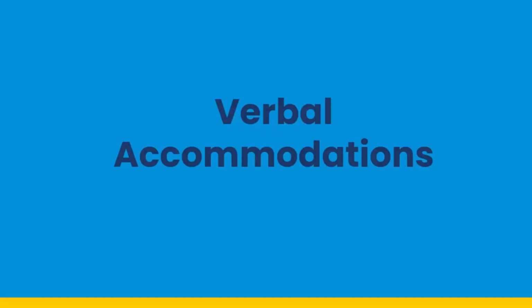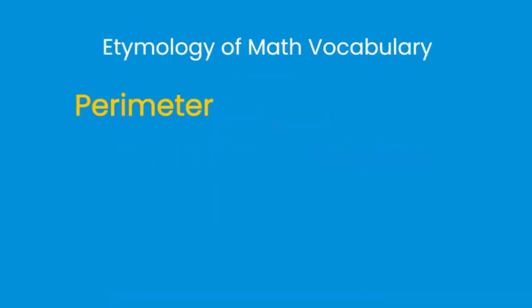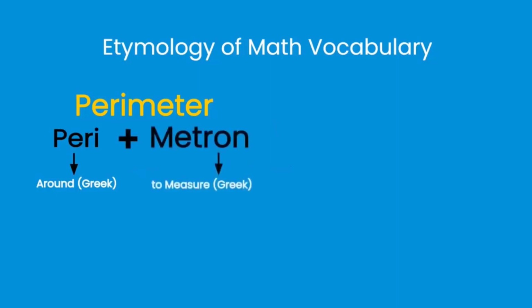So this is an area where if you've got a child with dyslexia, they might be struggling with these. One of our favorite things is to do etymology, which is the study of the roots, prefixes, suffixes, all that good stuff. And so let's look at perimeter. Perimeter means peri, which means around. And we have metron, which means to measure. So we're measuring the distance around.